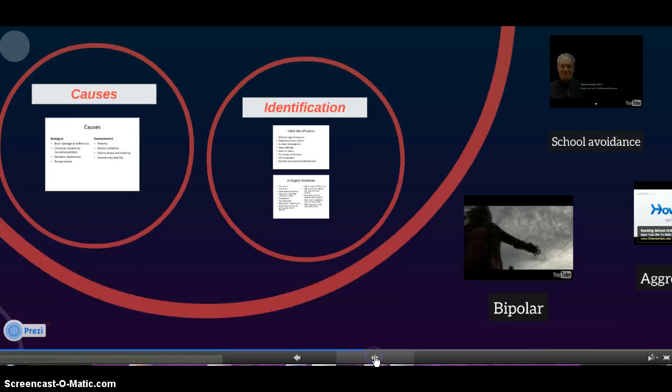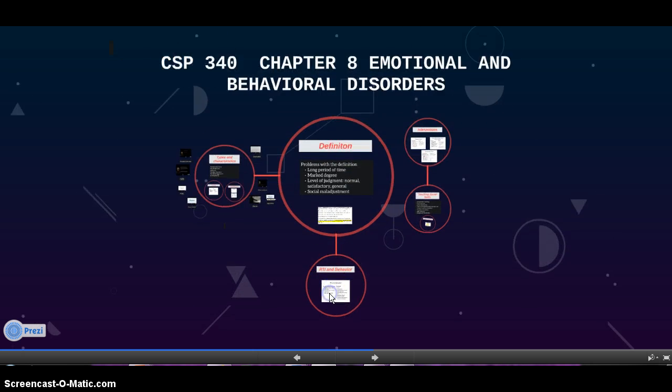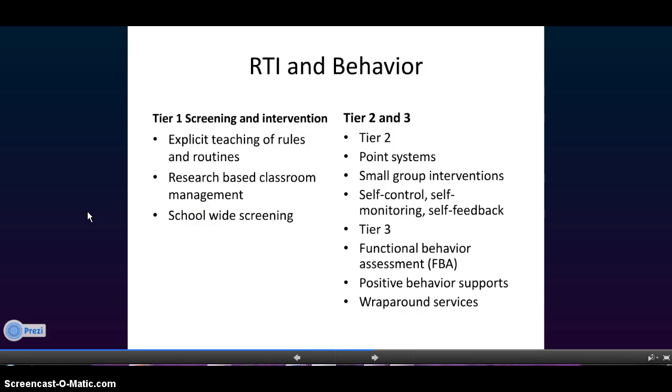So the next thing we're going to look at is RTI. Now, you remember we talked about RTI in Chapter 2, and there is a component of RTI that has to do with behavior. So what happens in Tier 1 is we have universal screening. We're going to use explicit teaching of rules and routines. We're going to use research-based classroom management and school-wide screening, looking for the kids that are not behaving as well as other children. In Tier 2, we're going to use point systems, small group interventions, and we're going to teach the child self-control, self-monitoring, self-feedback, and collect data on that.